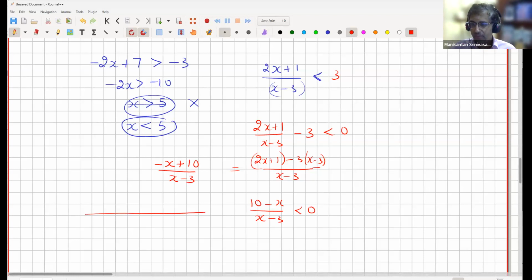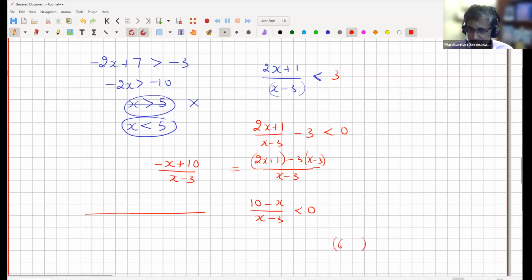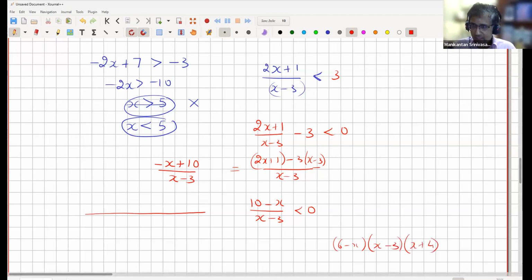We have a collection of terms in the numerator and denominator. In this case, there's only one term in the numerator and one term in the denominator. By term, I mean multiplicative term. For example, if it's (6 minus x) times (x minus 3) times (x plus 4), it's 3 terms, right? A term means a multiplicative term. So in the numerator, there's only one term, 10 minus x as a unit. And the denominator, there's only x minus 3, right?